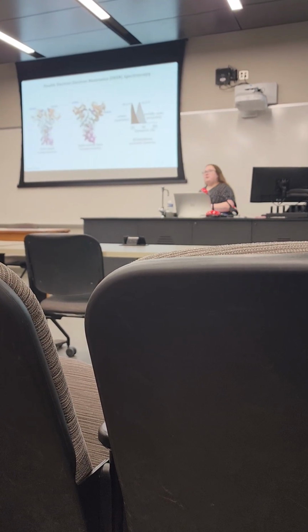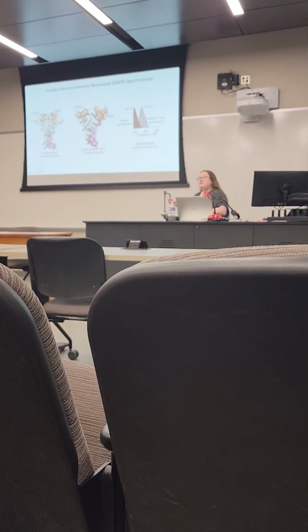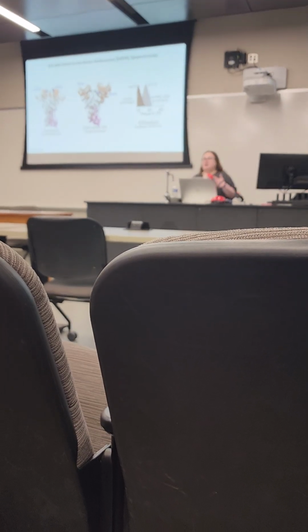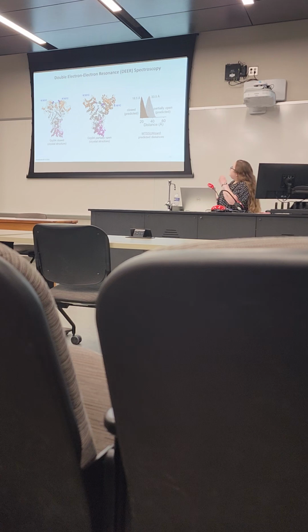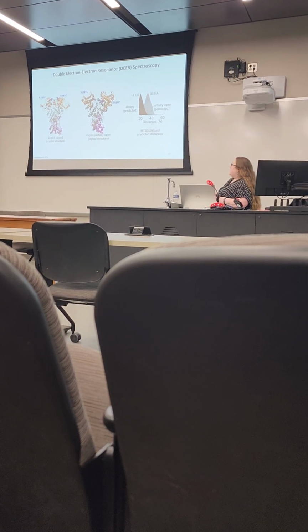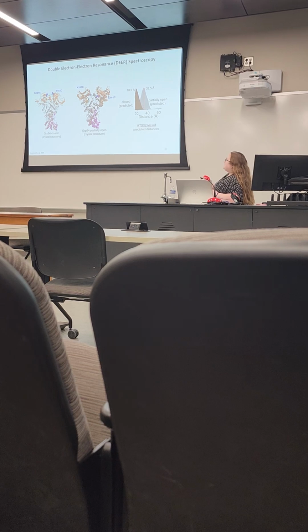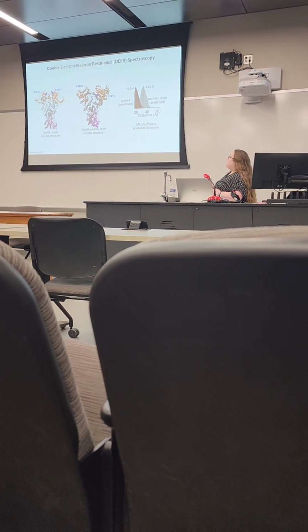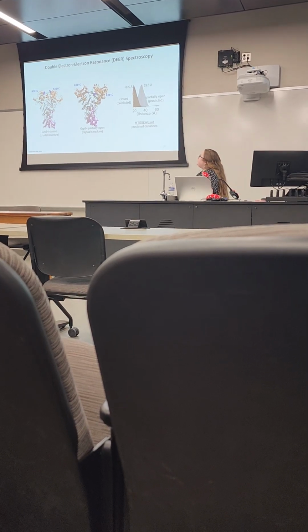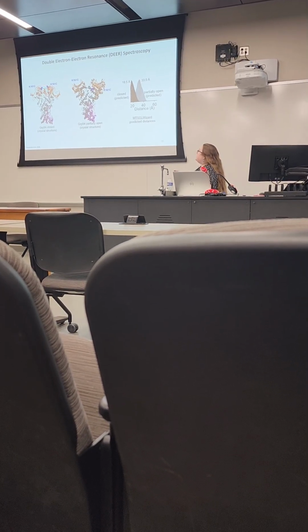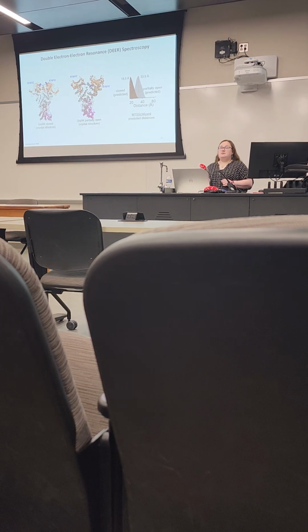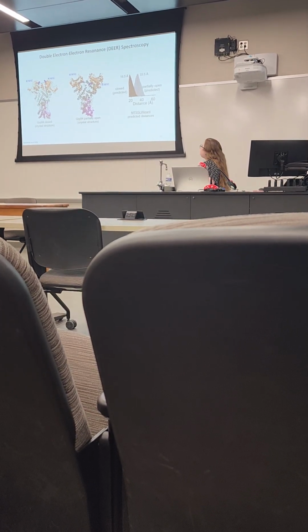Published work by Dr. Yamamoto from our lab investigated the role of nucleotide in GRP94's conformational states using DEER spectroscopy. So for this experiment, she created a cysteine-less GRP94 construct, meaning that all of the native cysteine residues were mutated to alanines, so that she could intentionally incorporate a cysteine residue for site-directed spin labeling.